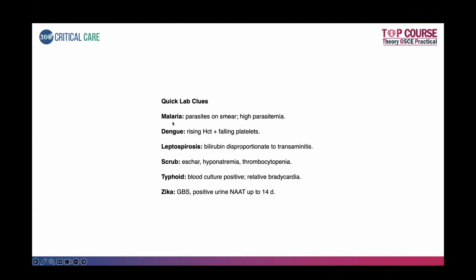Quick lab clues. For malaria, you identify parasites on smear. For dengue, a high hematocrit with a drop in platelets goes more in favor of it. For leptospirosis, bilirubin disproportionate to the transaminitis. For scrub, presence of eschar, hyponatremia, and thrombocytopenia with transaminitis. For typhoid, culture positivity with relative bradycardia. And for Zika, they may have positive urine NAT up to 14 days, and they commonly present with GBS.